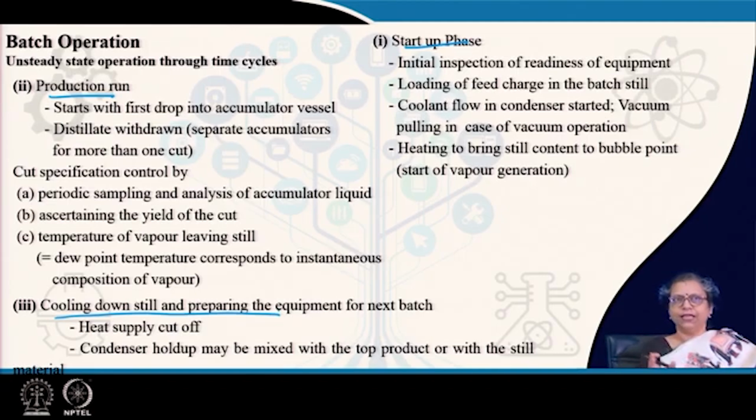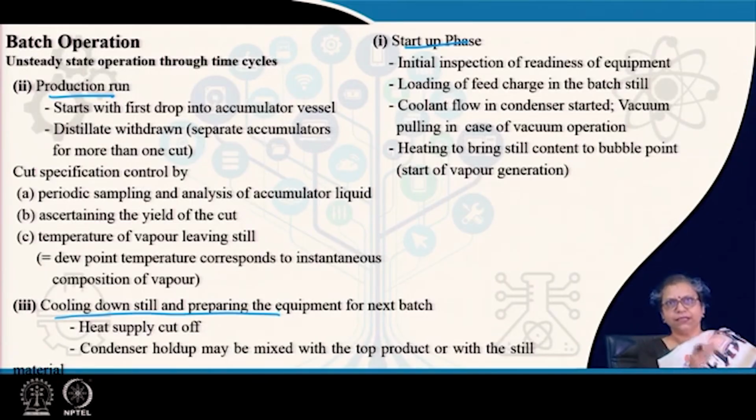This ensures that if you have some extremely volatile component, then you do not lose it. Whatever goes into the condenser right from the beginning is condensed and can be collected in the accumulator. So, we start the coolant flow rate in the condenser as well. And if it is a vacuum operation, then the vacuum pulling also has to start from the very beginning itself, because if the vacuum is started suddenly at some intermediate point, then it may lead to excessive vaporization. And after we have started everything, we start heating the still.